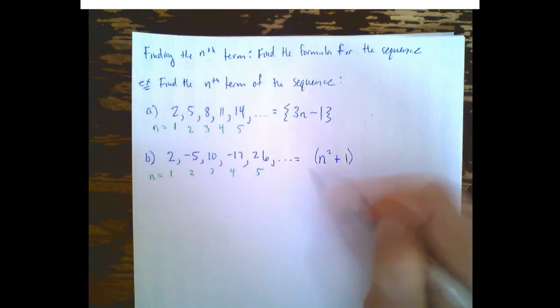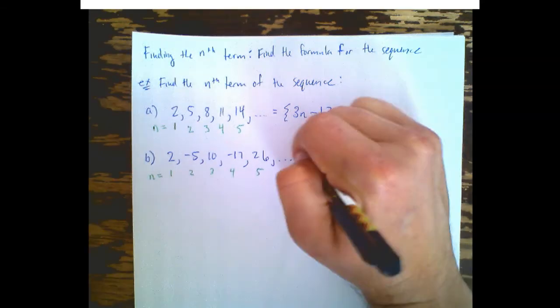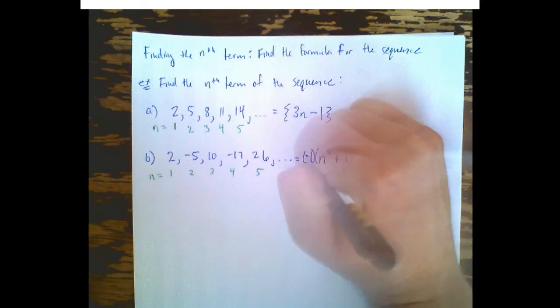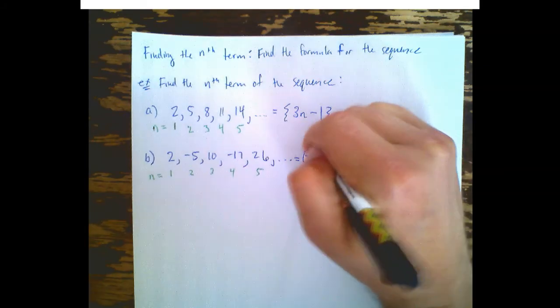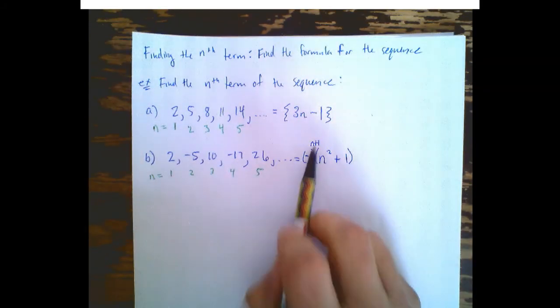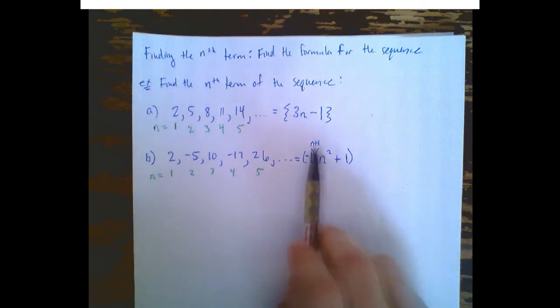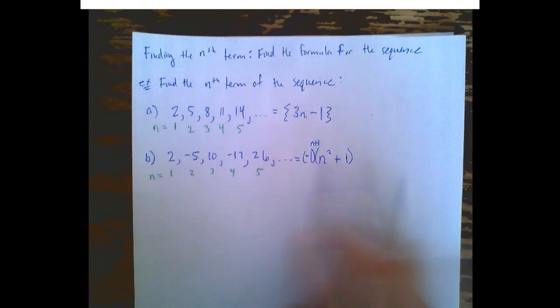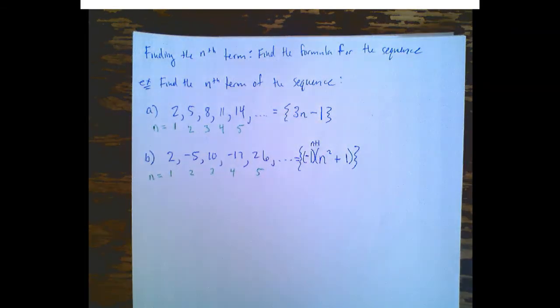But we need to multiply that by some alternating power, right? So we can multiply the front here by negative 1 to the n plus first power. Okay? Why n plus 1? Well, we want the first one to be positive, right? So if n goes n, we need to have an even number here. So there is our sequence.